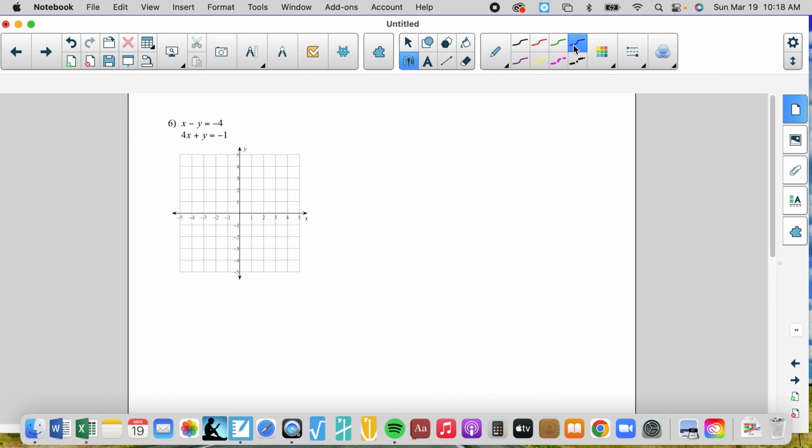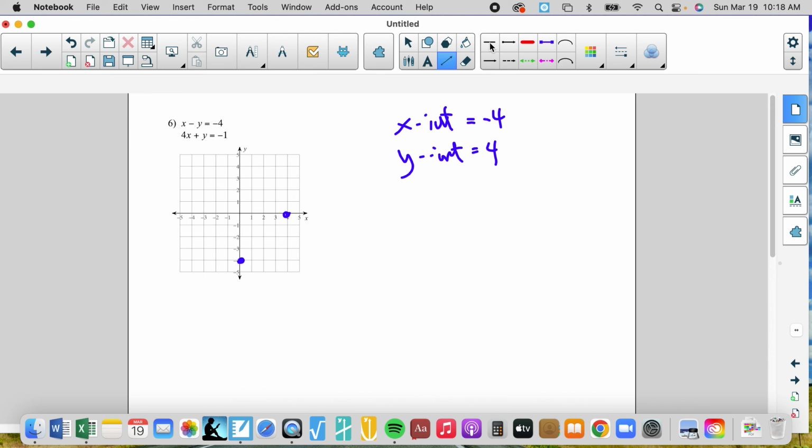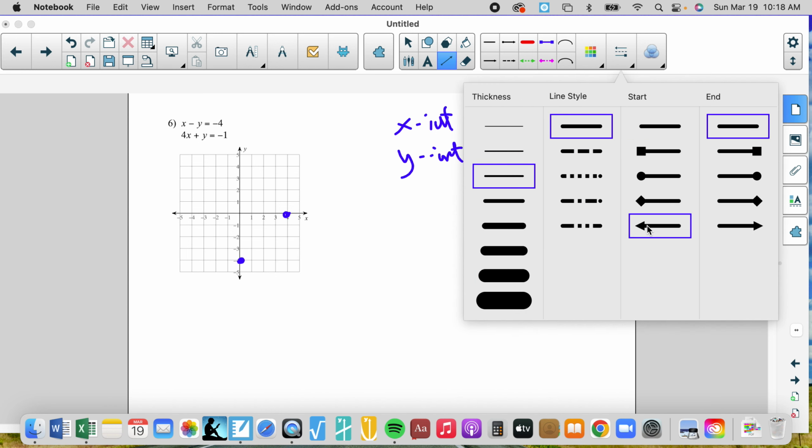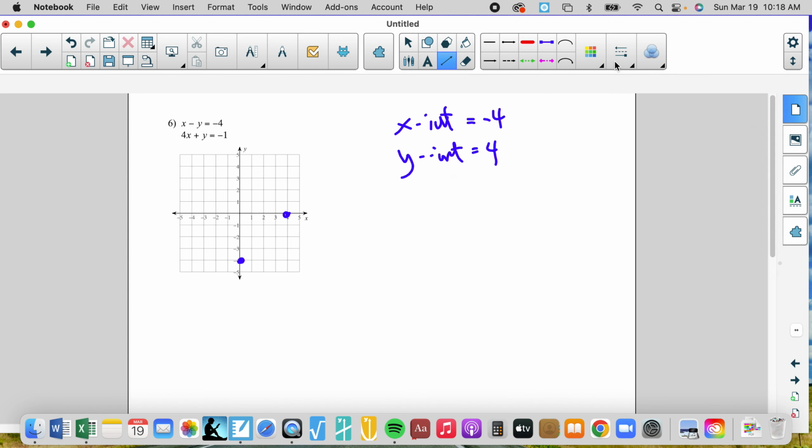Let's do the first equation. We have an x-intercept of negative 4. We have a y-intercept of positive 4. X-intercept, y-intercept. Connect those lines. Oh, that was really bad. I started way off the graph. Good. Let's do my other equation.